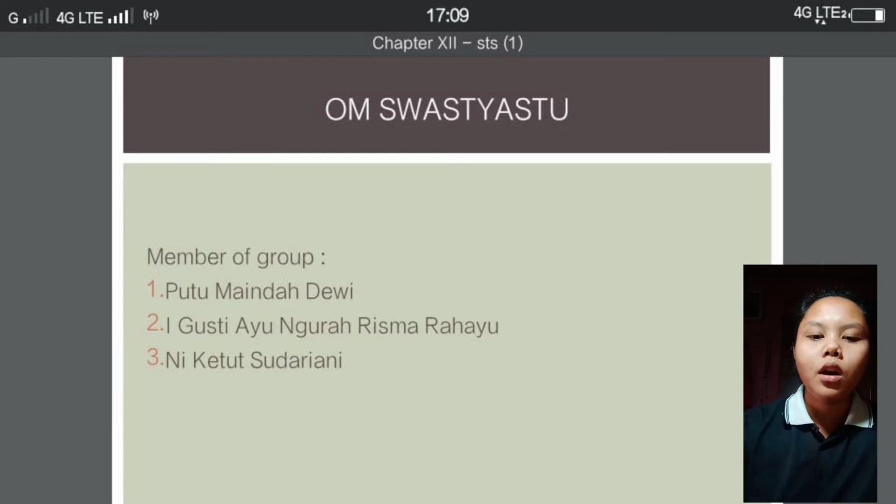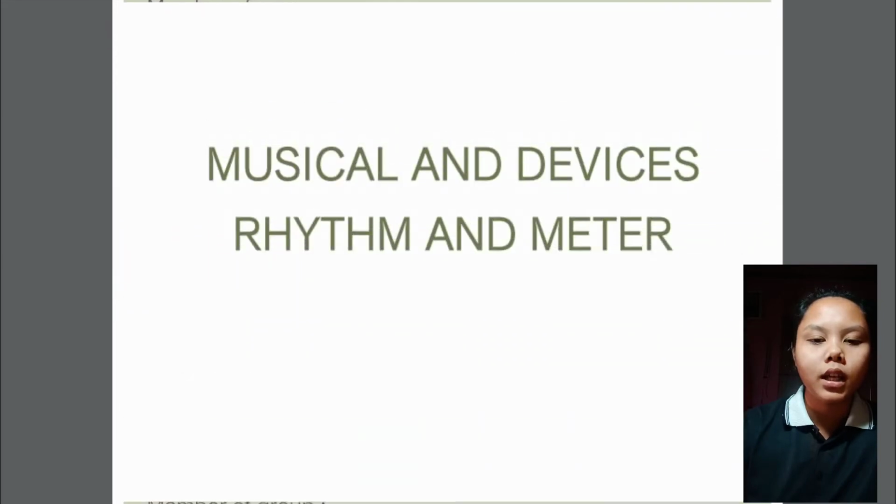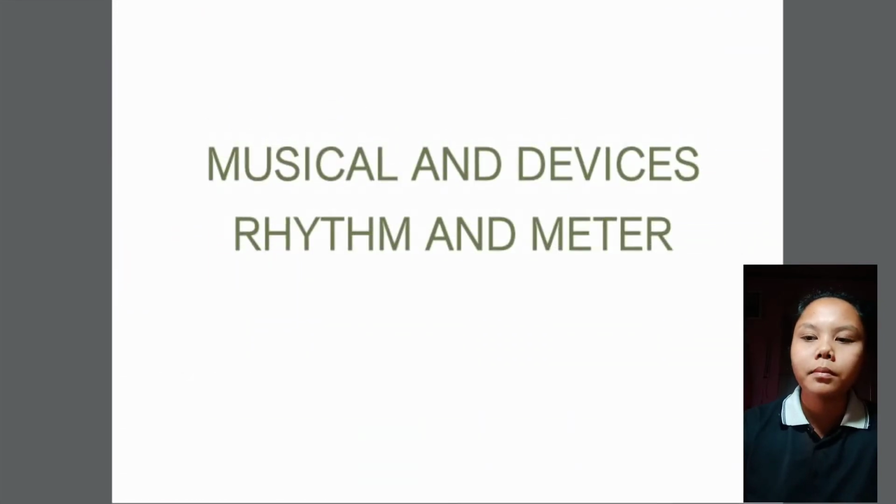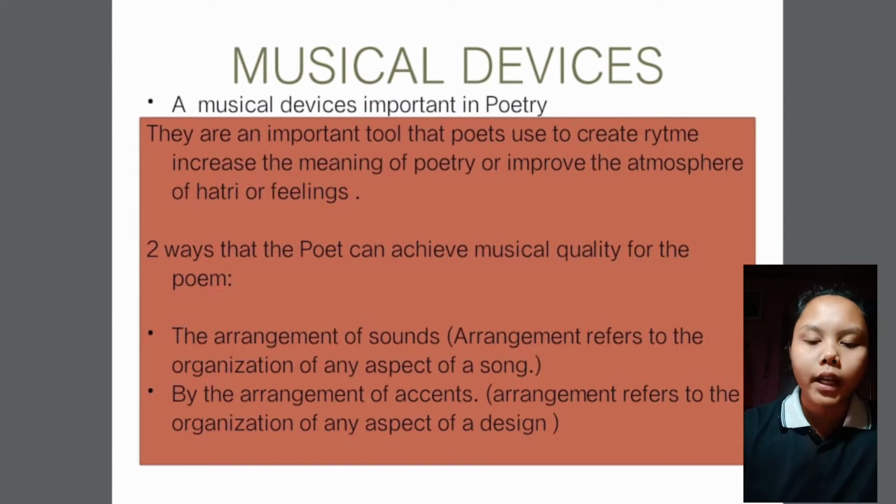In this video, we will explain about musical devices and rhythm and meter. For the first, I will explain about musical devices. Musical devices are important in poetry because they are important tools that poets use to create rhythm, increase the meaning of poetry, or improve the atmosphere or feelings.